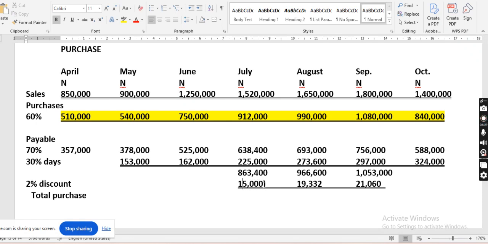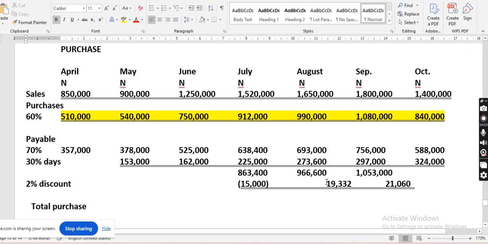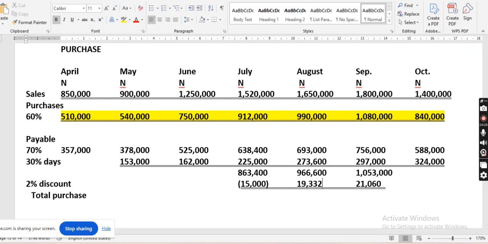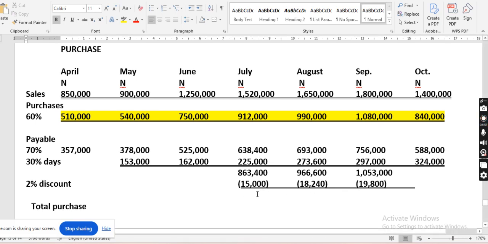Now, 2% of 912. 18,240. 2% of 990. 19,800. So what is the total purchase, minus the discount?